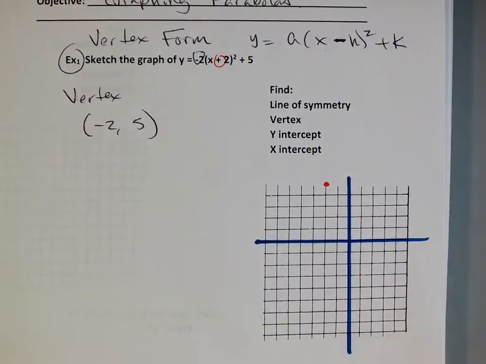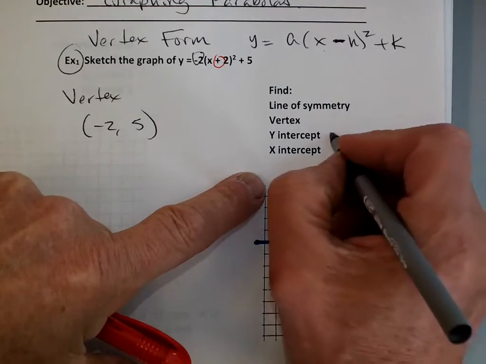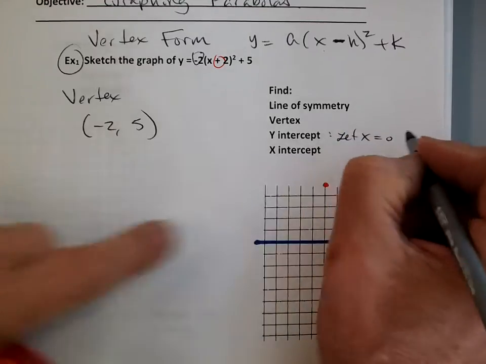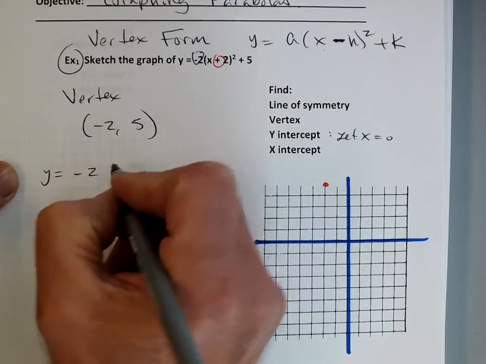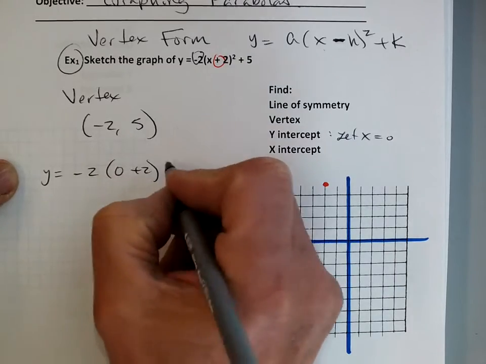Now, let's get another point. How about the y-intercept? So the y-intercept is not 5. It would be if it was in standard form, but we do know that the y-intercept, the x value is 0. Does that make sense? Y-intercept right here, the x value has got to be 0, so let's let x equal 0. So we have a y-intercept. Let x equal 0, so I'm going to go, okay, y equals -2 times (0 plus 2) squared plus 5, right?